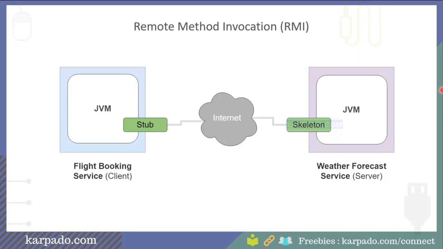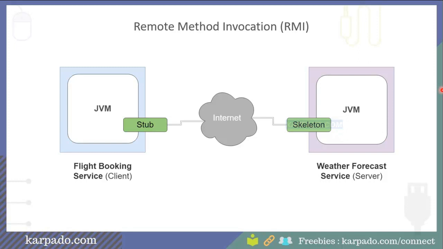Internally, stub will take care of establishing the connection with the server and then send those parameters to the remote machine. The skeleton on the other end is going to receive those parameters, call a specific JVM method or the remote method, and whatever the method returns, the skeleton is going to send back the data or the object back to the stub, and stub will then forward it back to the client application. In simple terms, the client application or the flight booking service would interact with the stub as if it is interacting with the remote object.